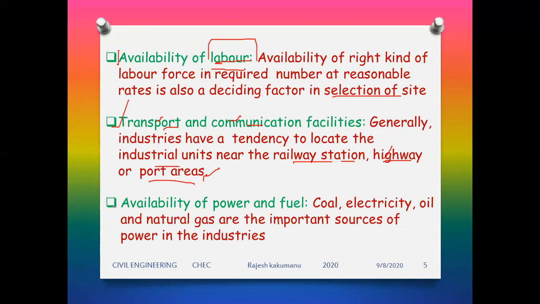Next, availability of power and fuel. So coal, electricity, oil, natural gas are the important sources of power in the industry. So whenever you want to place any industry, మీ industry కి power కావాలి. Power in the sense not the power generation, main power supply కావాలి. So whenever you are choosing a place, you have to see the main power ఎలా వస్తుందో.